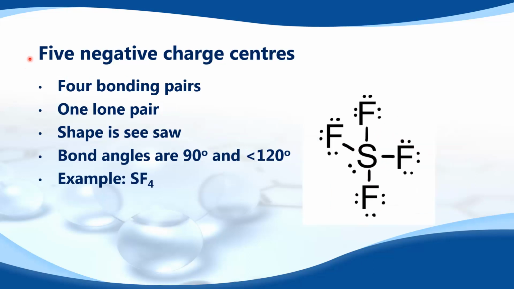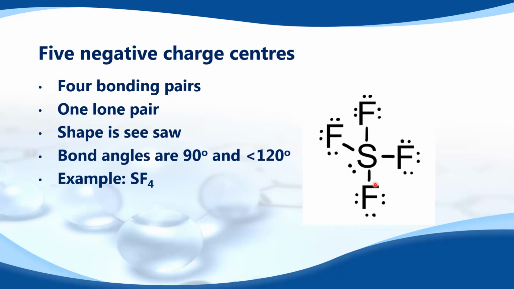So next, we're still on 5 negative charge centers, but this time we have 4 bonding pairs of electrons and 1 lone pair of electrons. The shape is seesaw, and the bond angles are 90 degrees, and this means less than 120 degrees. And the example we have here is SF4.